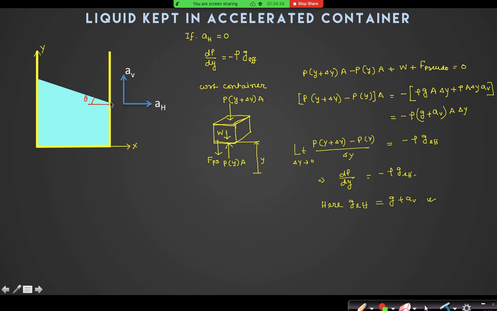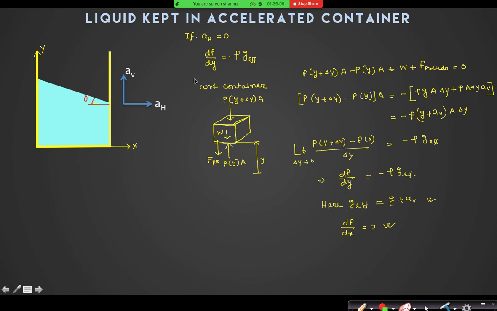Right? If there is no AH, then in the x direction there is no variation of the pressure. Right? dP by dx equal to 0. Yes or no? Along the x direction there is no variation of pressure if it is only moving with AV.